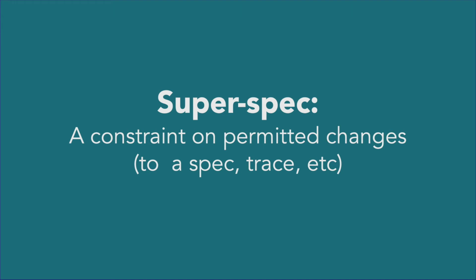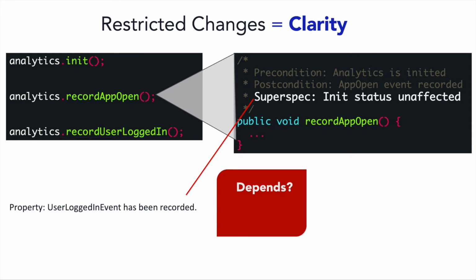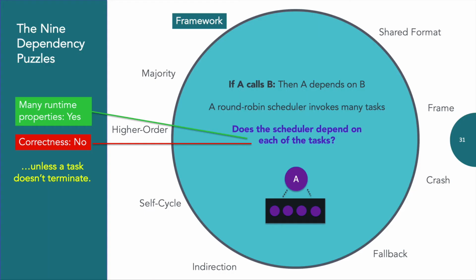But if we allow ourselves to impose an additional constraint on the permitted changes to the spec, this we call a super spec, then it changes the story. So here we impose a frame condition. We say, however you break the record app open function, it is not permissible to make it affect the status of the analytics framework. And now, no dependence of the logged in event being recorded on this function. And this finishes a couple of the puzzles.